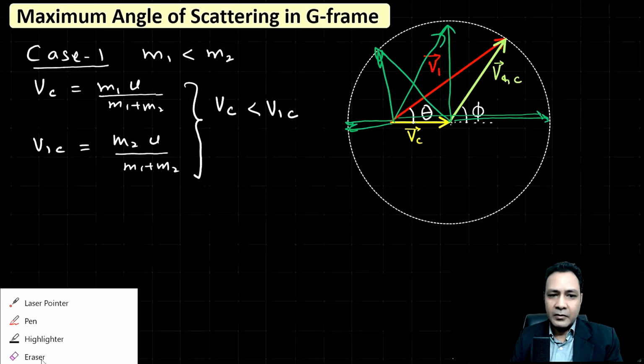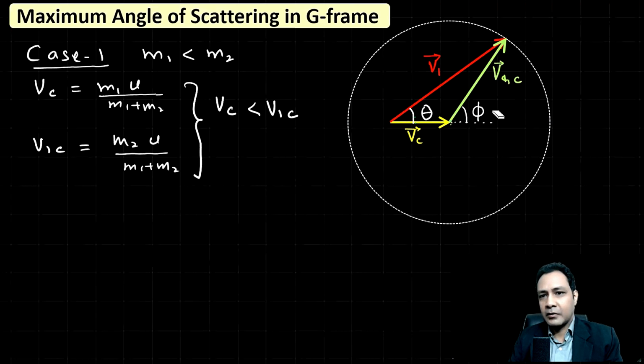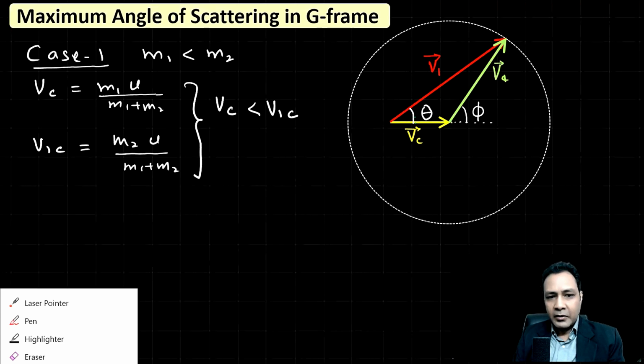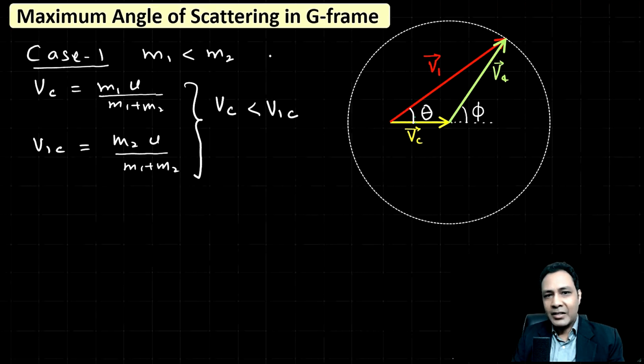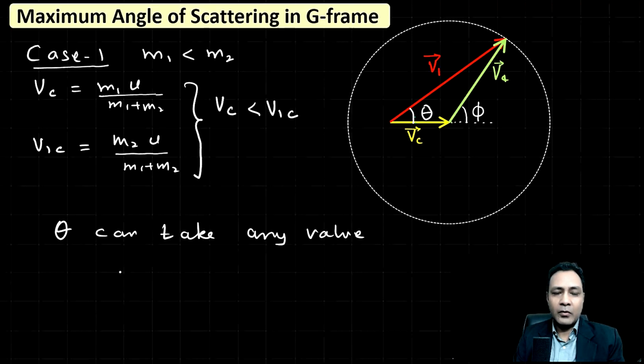So you can see that here, in the ground frame, this theta can take any value. So the maximum angle of scattering in the G frame is 180. What do we mean by any value? It means from 0 to 180. 180 is the maximum scattering, i.e., theta can be between 0 and 180.